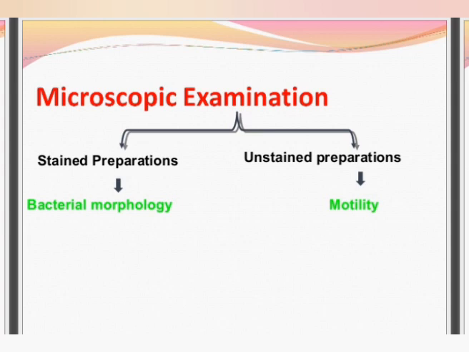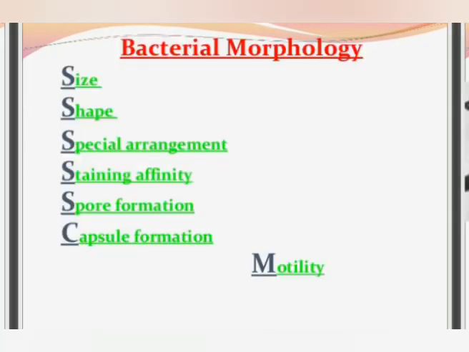Microscopic examination is divided into two types: stained preparation and unstained preparation. Stained preparation is for bacterial morphology, and unstained preparation is for the study of motility of bacteria, whether bacteria are motile or non-motile. Bacterial morphology is divided into size, shape, spatial arrangement, staining affinity, spore formation, capsule formation, and motility. These headings are used for the study of bacterial morphology.